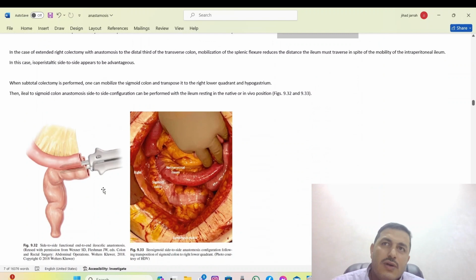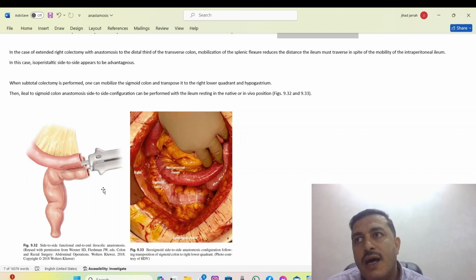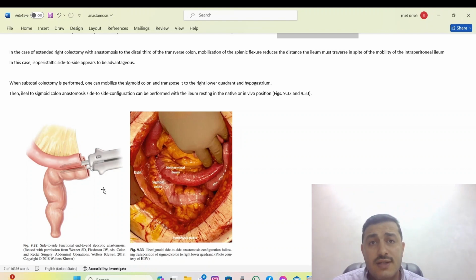Okay, if we are talking about left resection or subtotal resection, subtotal colectomy, so we are reaching the sigmoid. We have no problem bringing the sigmoid, as it is intraperitoneal, extremely mobile, with a long mesentery, so we can bring it to the right side of the abdomen, so we can create an iliosigmoid anastomosis with no problem.